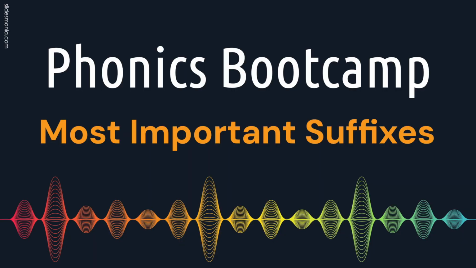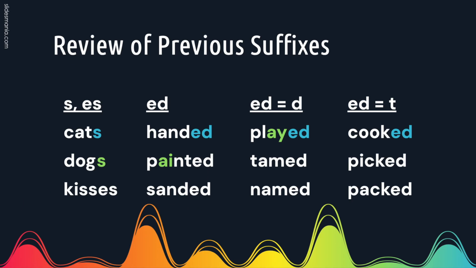We're going to learn about the most important English suffixes. The most basic suffix is simply to add an S or ES to make something plural. S can have two sounds. It can be the sound of S, like in cats, or it can take on the Z sound, like in dogs or kisses.